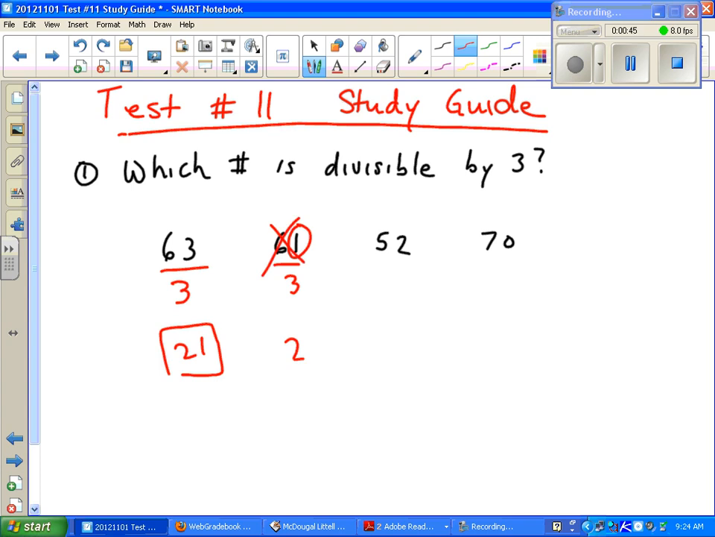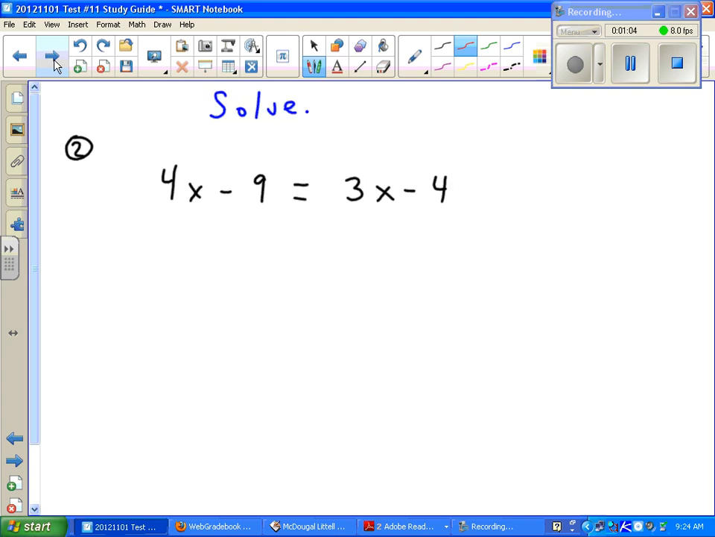Dividing 52 by 3, it goes into the 5 once, but then there's 22 left over, and it doesn't go into 22 evenly. And then into 7, it goes into it twice, but then there's 10 left over, so it doesn't go into that one. The first one's actually the correct answer.